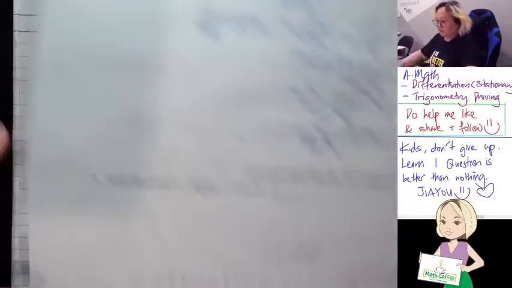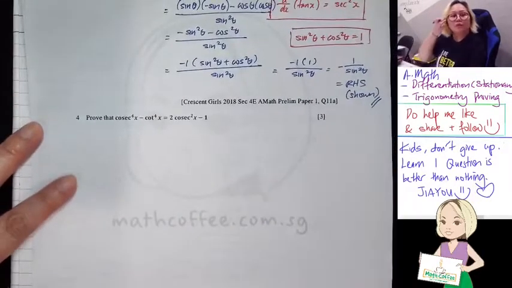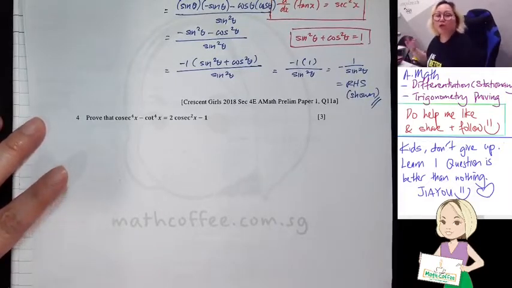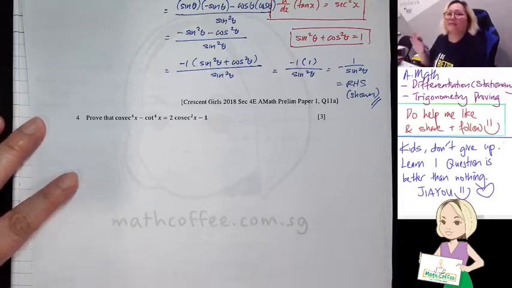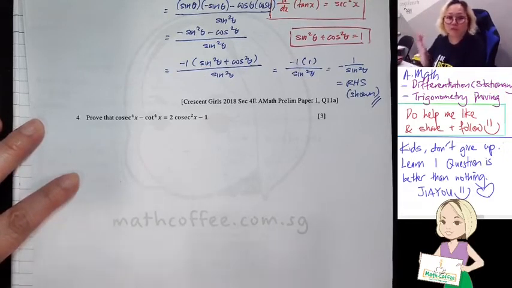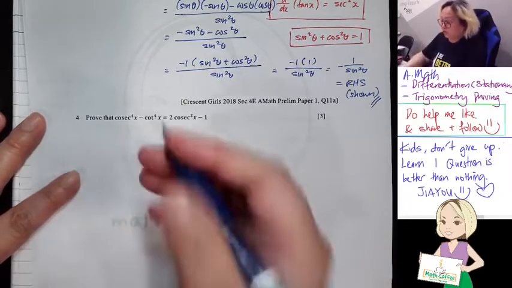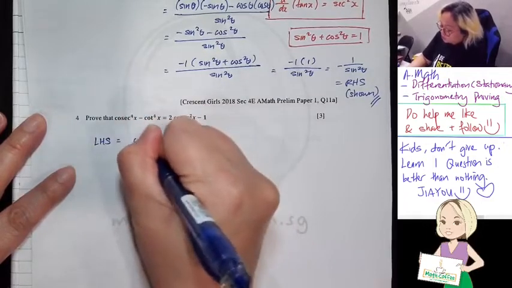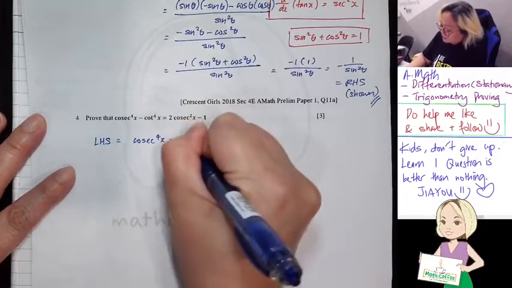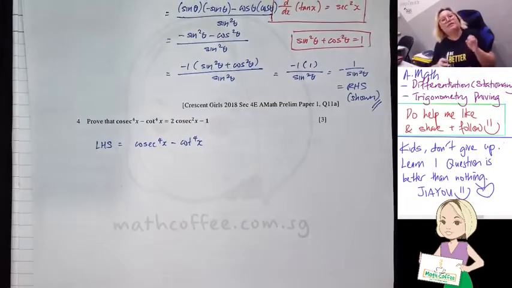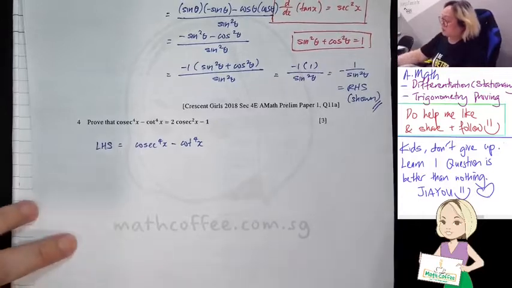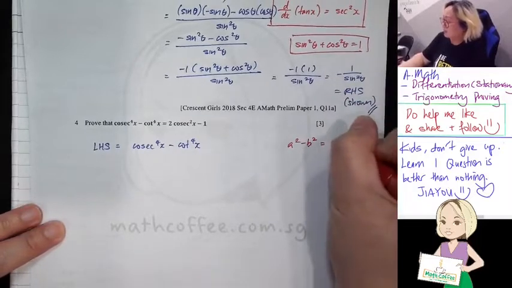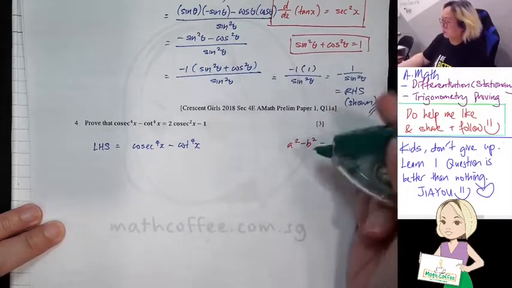Okay, next, question 4. Prove that blah blah blah. Technically speaking, left hand side, right hand side also equally complex. But left hand side is more complex. Why? Do you see that the power is 4? So for this question, I will start from the left hand side. So left hand side is equals to cosecant 4x minus cotangent 4x. Every time you see power 4, I know that it will be linked to this formula, which is a square minus b square is equals to a plus b, a minus b.